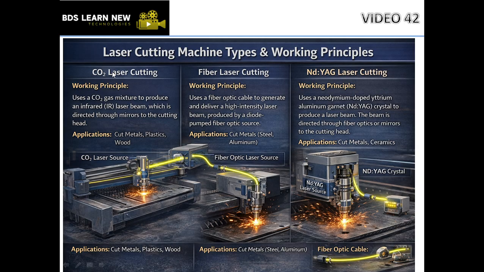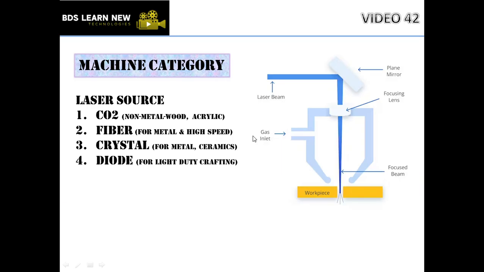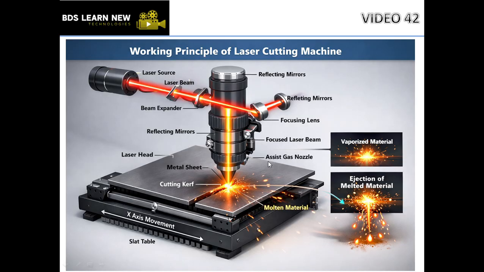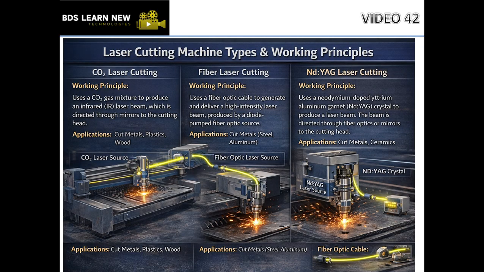You can refer to this working principle. There are three things: one is the laser source, one is the focusing lens, and third is the assist gas nozzle. So on the basis of these three things, we can define the types. Like CO2 here is the assist gas in this case. So CO2 laser cutting is there.